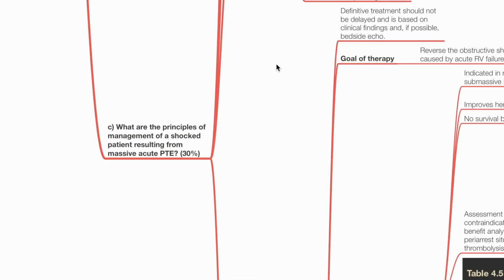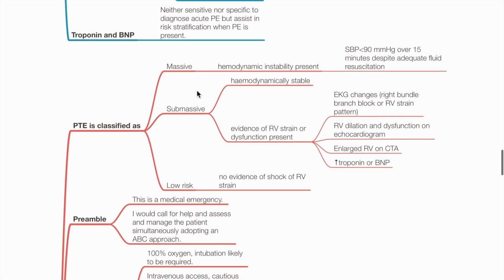C. What are the principles of management of a shock patient resulting from massive acute PE? PE can be classified as massive, submassive, or low risk. In massive PE, hemodynamic instability is present. In submassive PE, patient is hemodynamically stable, and there is evidence of right ventricular strain or dysfunction. In low-risk PE, there is no evidence of shock or right ventricular strain.